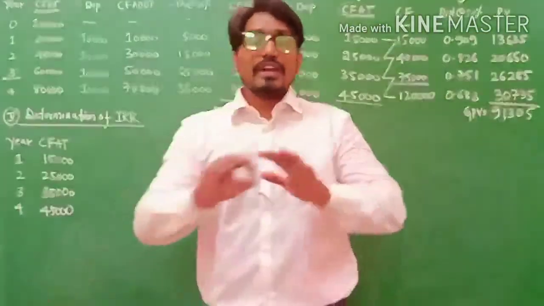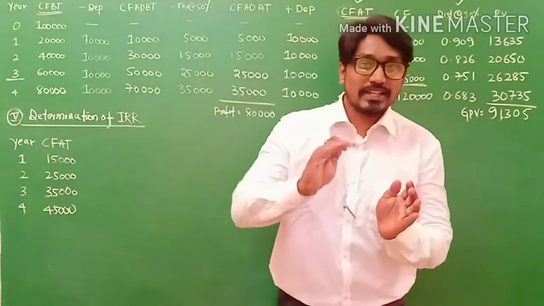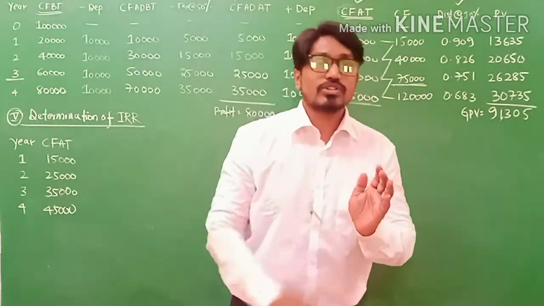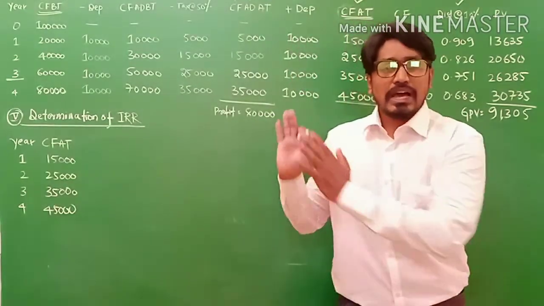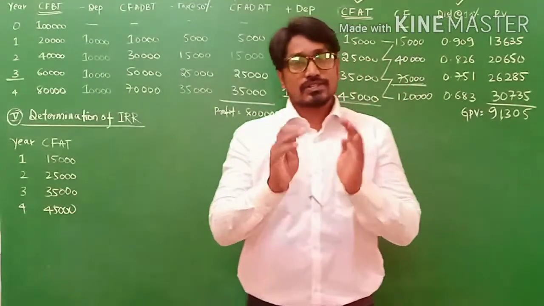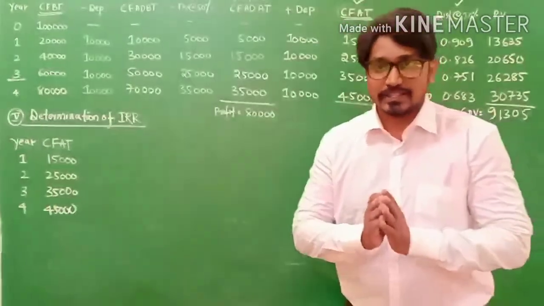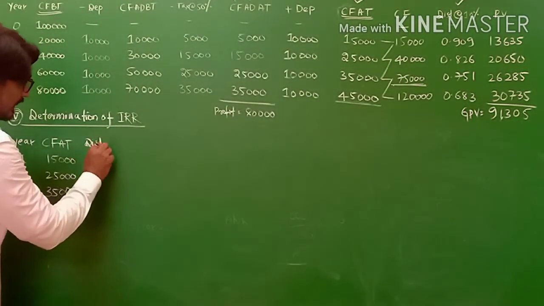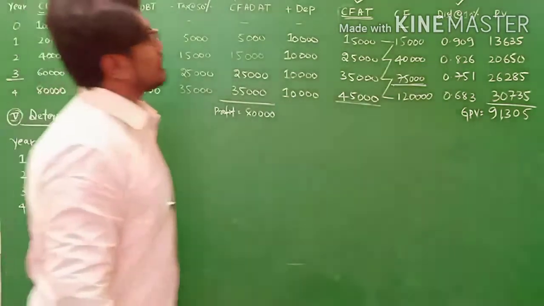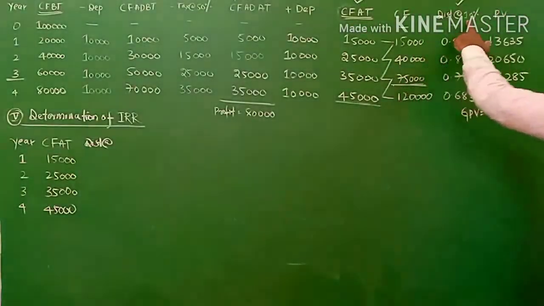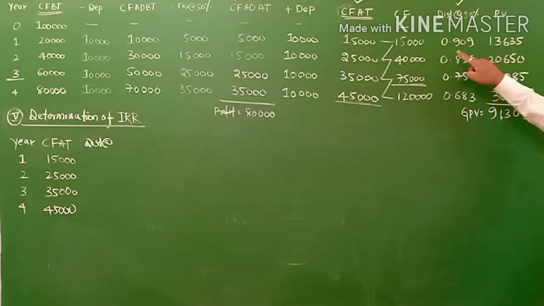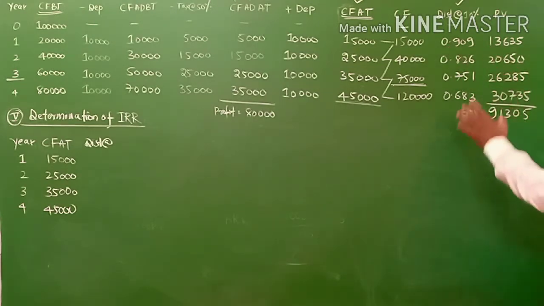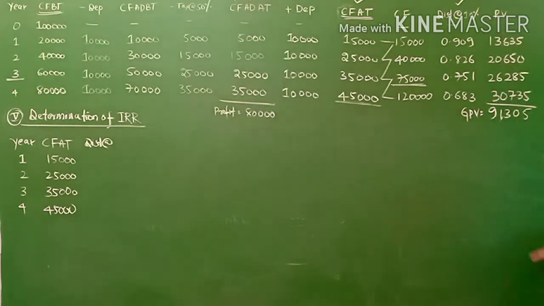Now, the two different rates we need to find out. One rate must give a present value greater than or equal to 1 lakh, and one rate must give less than or equal to 1 lakh. Why am I considering 1 lakh? Because our initial investment in this project is 1 lakh, so I am considering 1 lakh rupees as the standard. Fine. Now, the first discount rate. Already I have calculated for 10%: 0.909, 0.826, and so on. Likewise we calculate present value, and this present value is 91,000. See, it is less than 1 lakh.